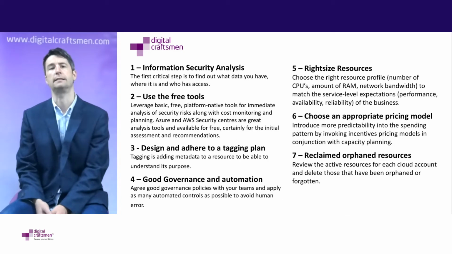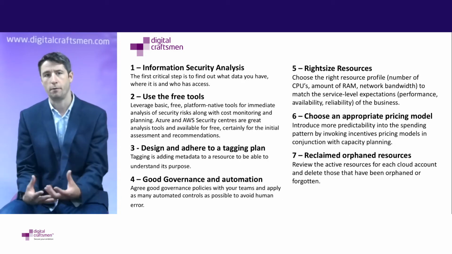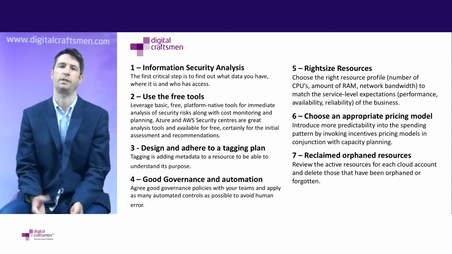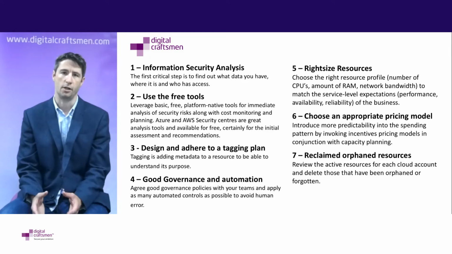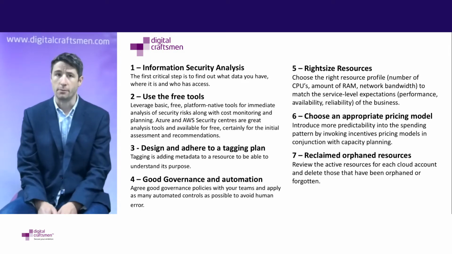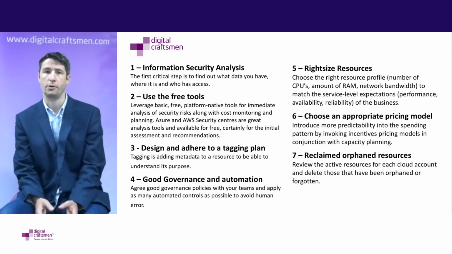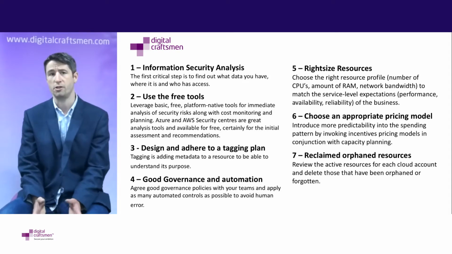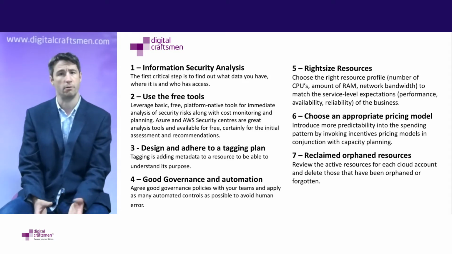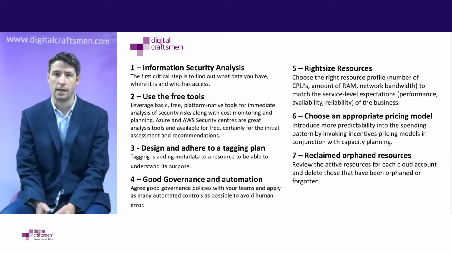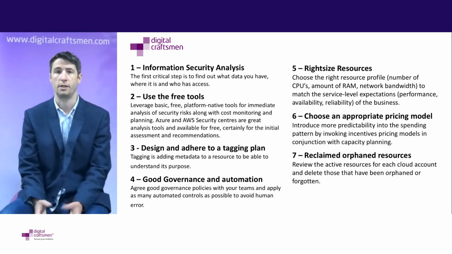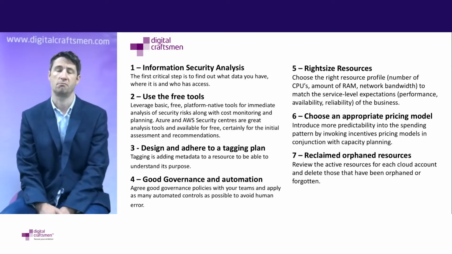So on this next slide you can see that we have information security analysis. First critical step is to find out what data you have, where it is and who has access. Watch out for typical culprits such as unnecessary or redundant data transmissions. Firewall and security group policies should also be reviewed to ensure that only the right accounts, whether human or application, have access to the environment and its data. Are there old backup files lying around somewhere, including in the dev and UAT environments?